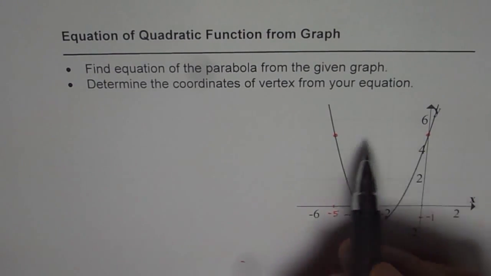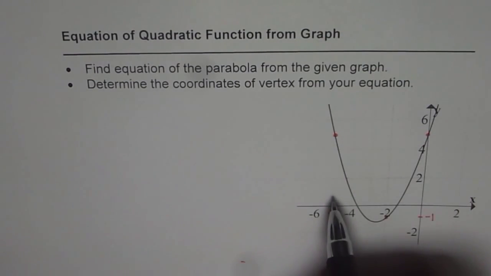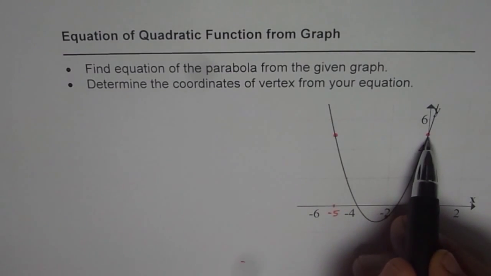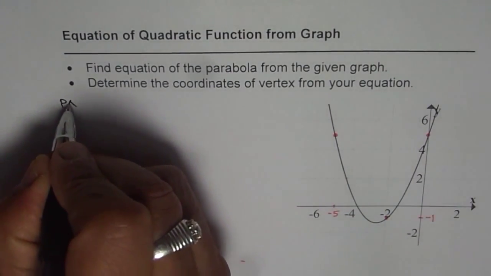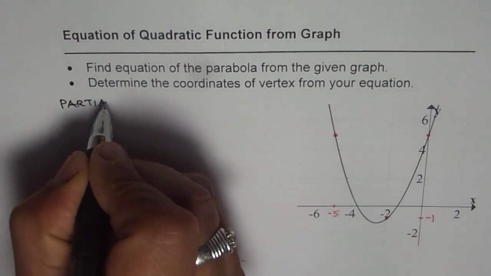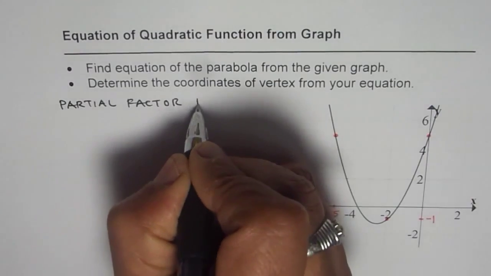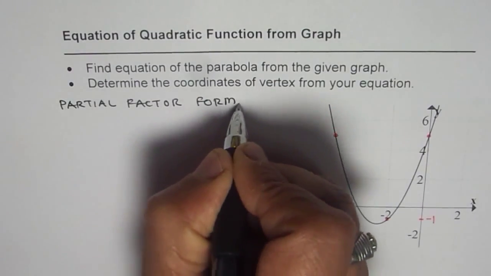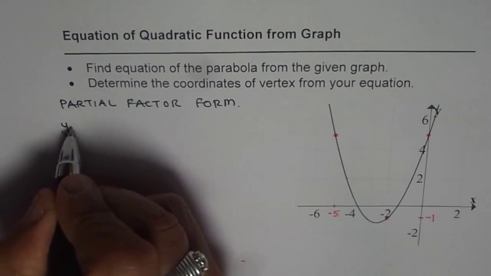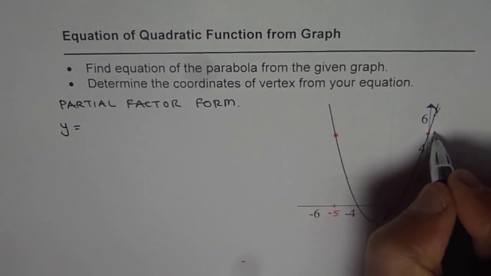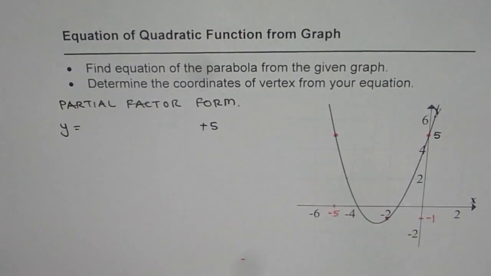Now, since we are given 2 points which are horizontally placed and one of them is a y-intercept, I prefer to use the partial factored form, right? So we'll go through partial factor form of the equation, right? Now in that what happens is that we know that the y value, the y-intercept is actually 5, right?